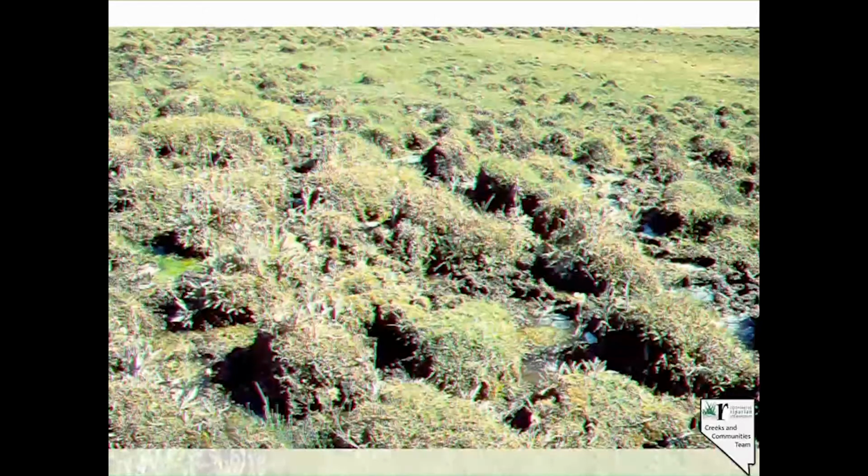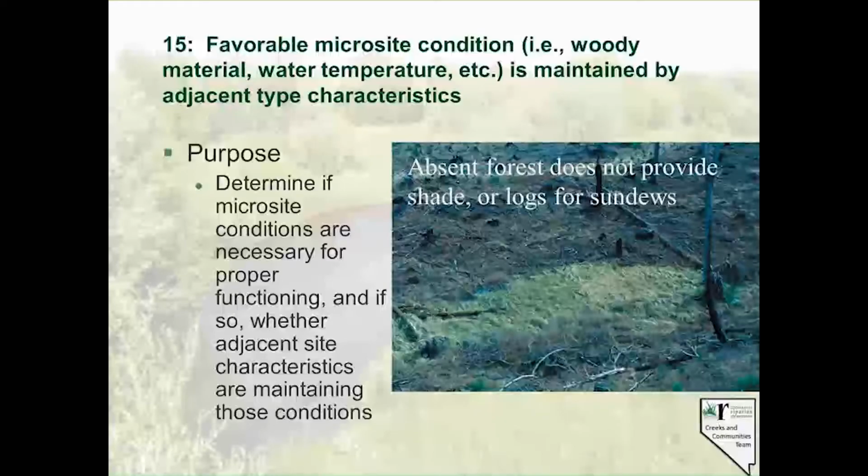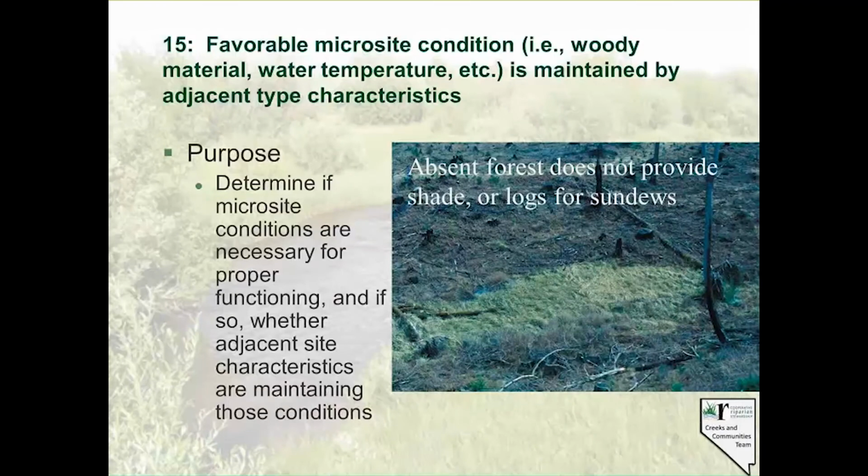We also have this question 15, favorable microsite condition, woody material, water temperature, et cetera, is maintained by adjacent type characteristics. There's some sundews that live on rotten logs, and the logs come from the surrounding forest. In this case, we have a wetland that was shaded by the surrounding forest, and absent the forest, it doesn't provide the shade or the logs for the sundews.